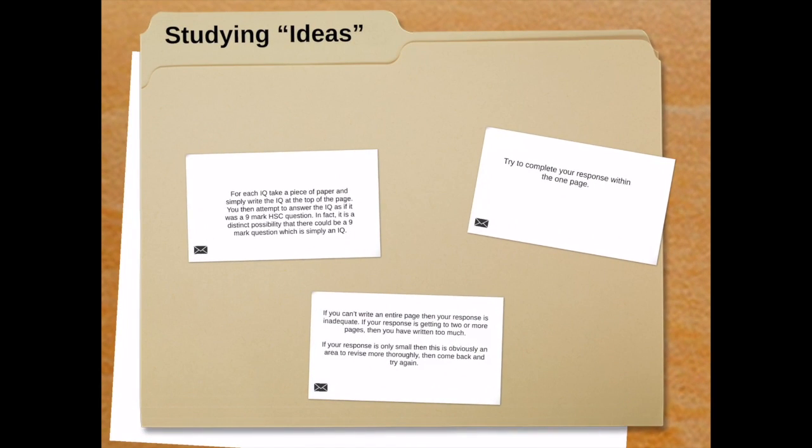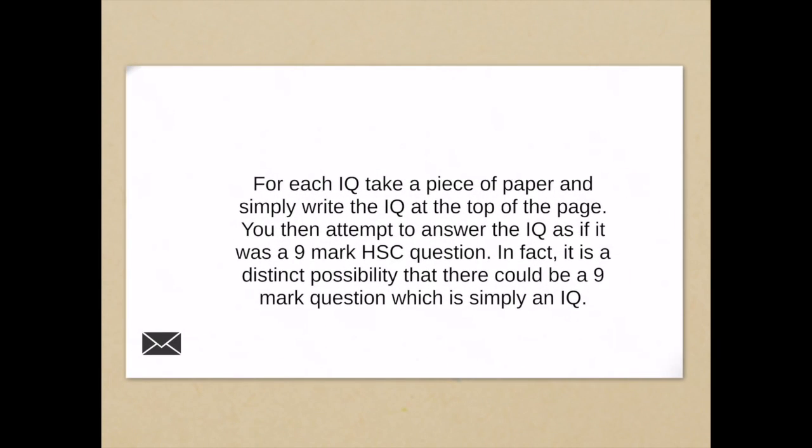Now, one of the things I think you really should be doing to help aid that is you study ideas. And what you probably want to do as a starting point is look at each inquiry question. So depending on the course, they've usually got about 3 to 4 inquiry questions per module, but they can be a little bit more, a little bit less. So take each inquiry question, give yourself a blank piece of paper, and just write the inquiry question at the top of the page. Think about this as being a 9-point HSC question.